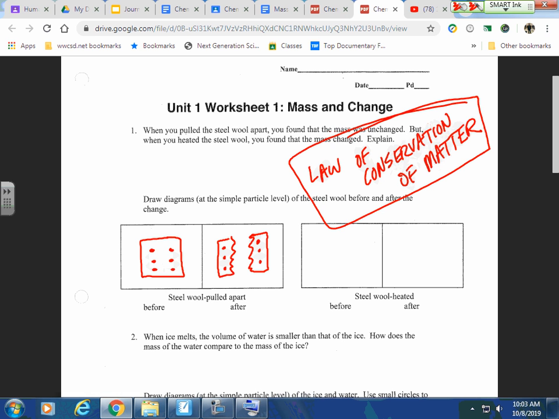Okay, so what this means, guys, main idea, pay close attention. For all of your models in mass and change, all of your models, your before and your after, because of this law of conservation of matter, always have an equal number of particles. Always. Now, when I say that, it might just mean in the box. Okay?